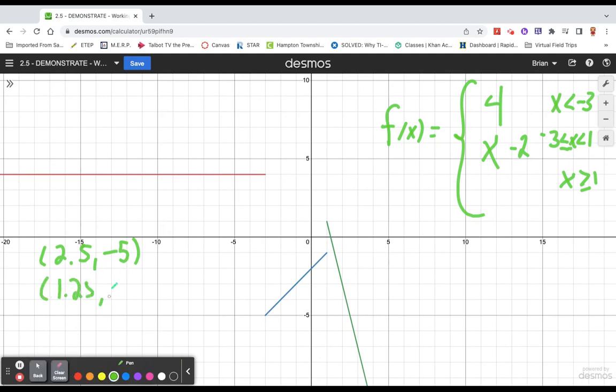I can find the slope between these 2 points by subtracting the y-coordinates and subtracting the x-coordinates. So if I subtract the y-coordinates, I get -5. If I subtract the x-coordinates, I get 1.25. And if I simplify this fraction, I should get -4. So that tells me my slope of this line is -4.